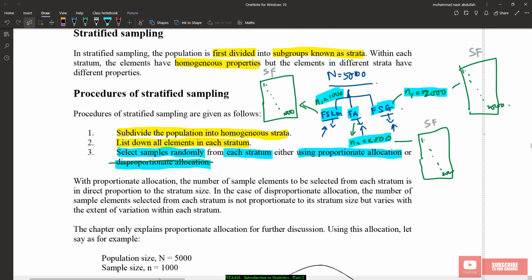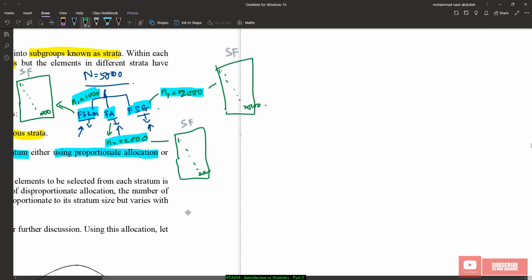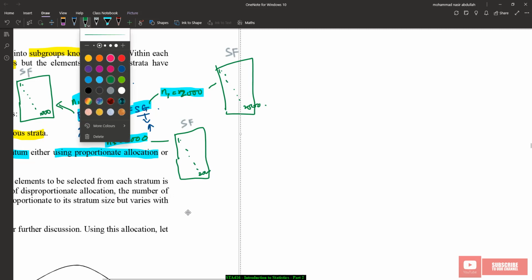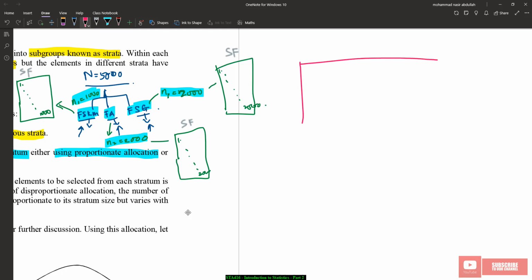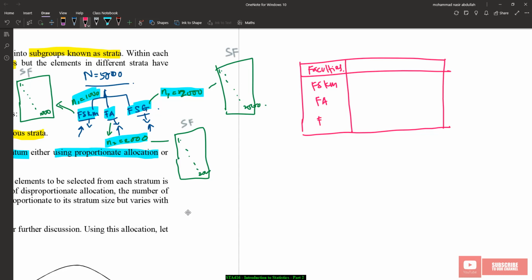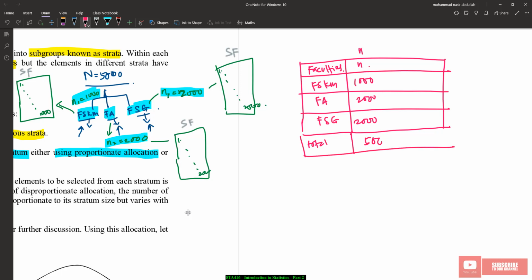So how to select, how to choose? Let's say the whole population, I use the pink pen. Alright. So I have a population. Let's say I put it in a table. Right. It is easier to see in a table. Right. So let's say we have faculties. Right. We have FSKM, FA, FSG. This is the population for each faculty. So we have 1,000, 2,000, 2,000. The total population should be equal to 5,000.